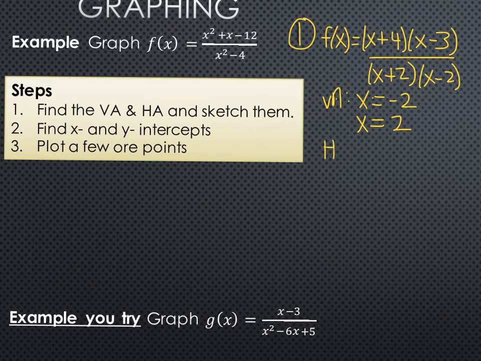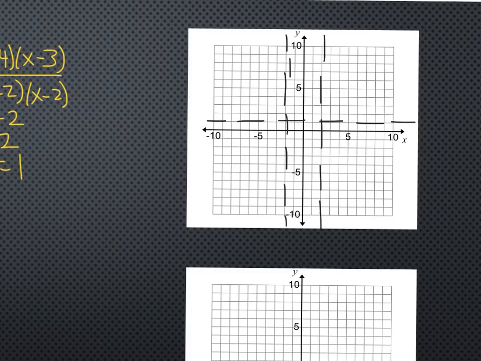Horizontal asymptote. If we look at the original problem, notice the degree of the numerator is 2, degree of the denominator is 2. If the degrees match, you divide the leading coefficients. So in this case, y is going to equal 1. Now we're going to sketch those on the graph. This is what our graph now looks like.